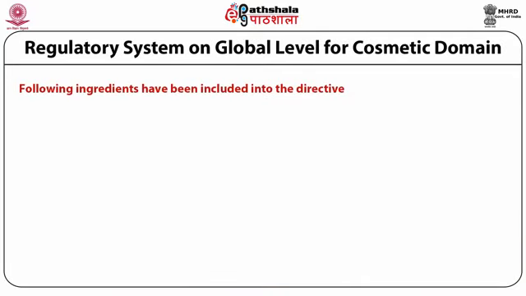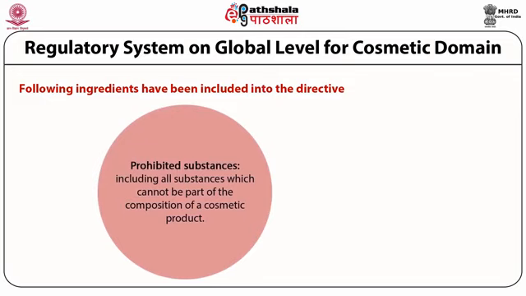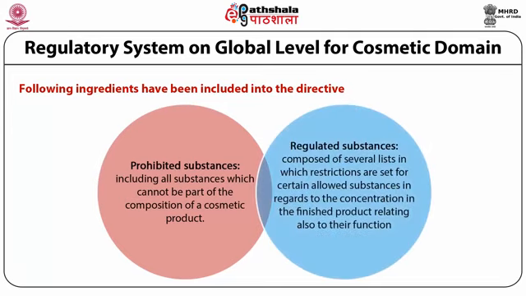The following ingredients have been included in the directive: prohibited substances and regulated substances. Prohibited substances include all substances that cannot be part of the composition of a cosmetic product. The list constitutes Annex 2 of the Cosmetic Directive. Regulated substances are composed of several lists in which restrictions are set for certain allowed substances with regard to the concentration in the finished product, relating also to their function.